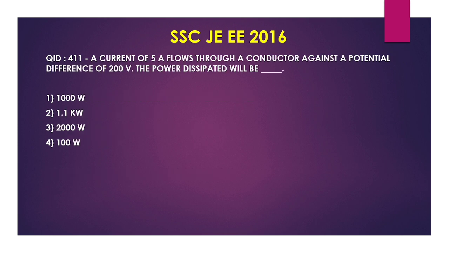The current of 5 amps flows through a conductor against a potential difference of 200 volt, the power dissipated will be dash.